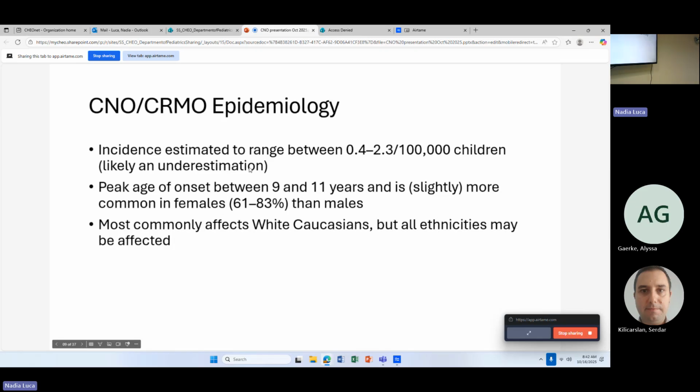Okay, so it is a rare condition. Its estimated incidence is around 0.4 to 2.3 in 100,000 children. They think this is likely an underestimation due to the difficulty of diagnosing this condition and the delay in diagnosis. The peak age of onset really is in those school age years between 9 and 11, and it is slightly more common in females. And this condition most commonly affects Caucasians, but can affect all of them. Definitely seen that. Just stop me if you guys have any questions, because it's pretty informal.